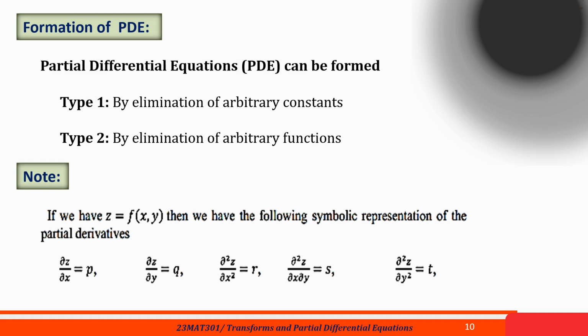For that same z, if you want to differentiate with respect to y, you will write ∂z/∂y. If you want to differentiate the same one again with y, you will write ∂²z/∂y². If you want to differentiate z with x and y, you will write ∂²z/∂x∂y.